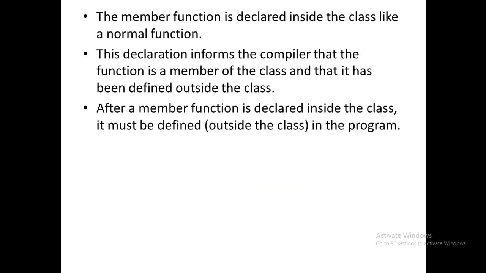The member function is declared inside the class like a normal function. This declaration informs the compiler that the function is a member of the class and that it has been defined outside the class. So the compiler gets to know that if the function is declared inside the class, it means the body, the definition of that function must be somewhere outside the class. So when we call that function, it directly calls from the declaration to the definition of the function.